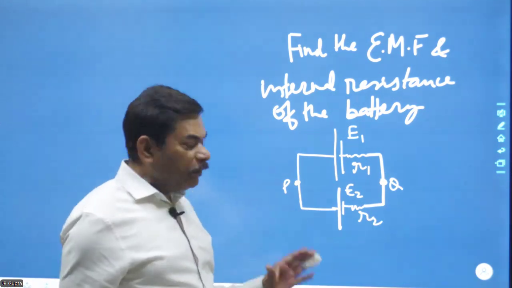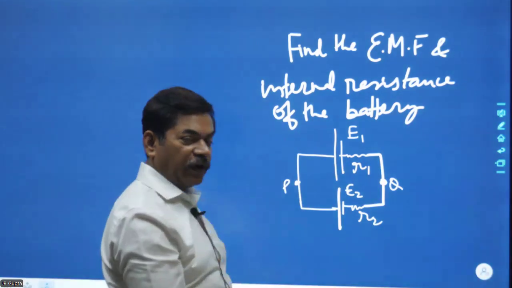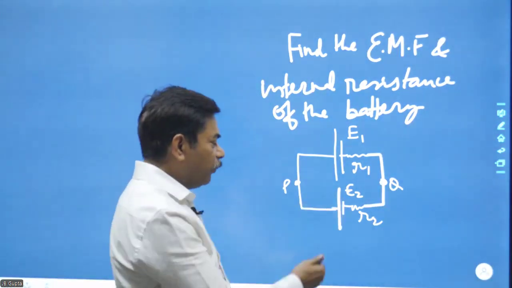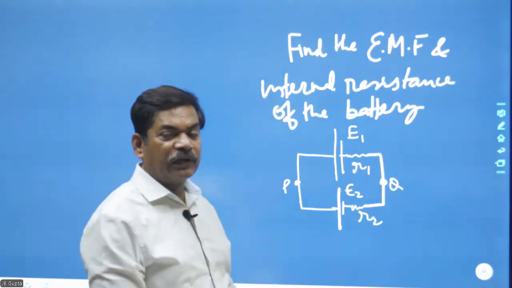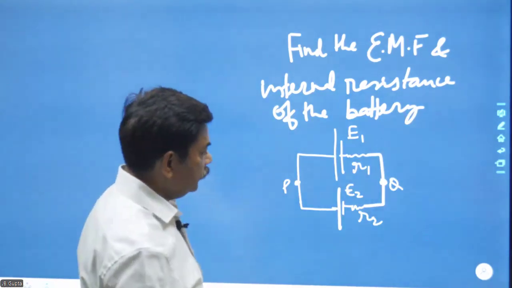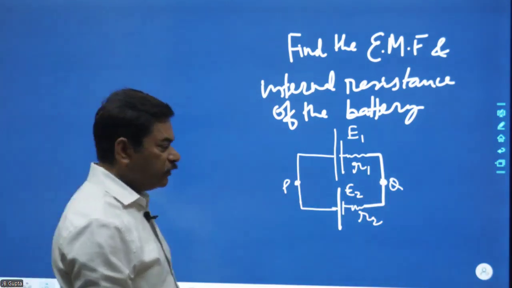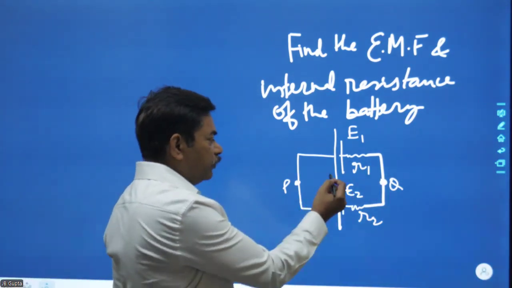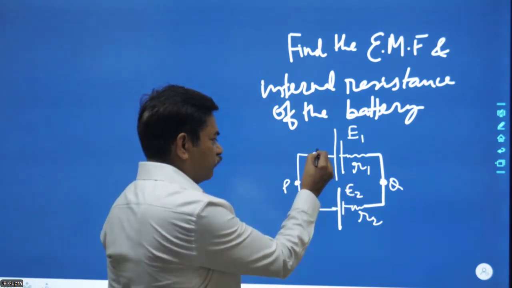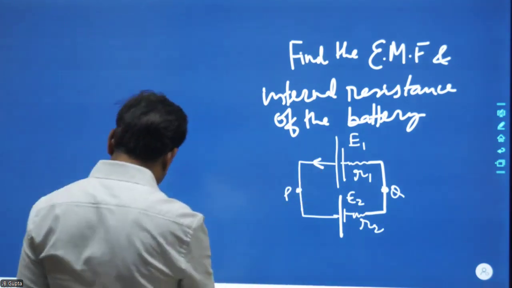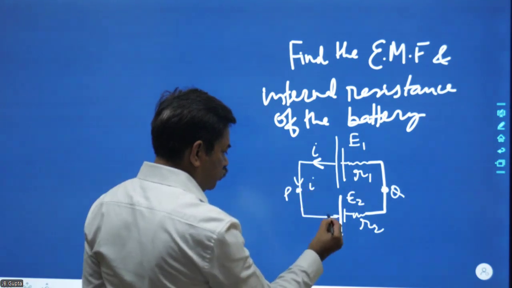You see, this might be connected in this way also, like the positive of this is on this side, and the negative of the E2 might be towards the P. In that case also, the method of solving remains the same. So look at this. We'll consider it as a single loop, and we take that this is the direction of current I.